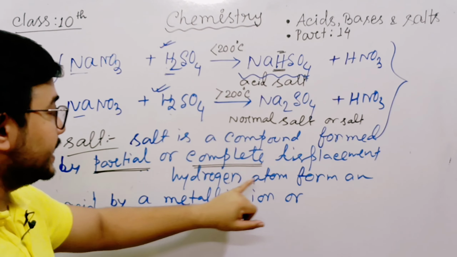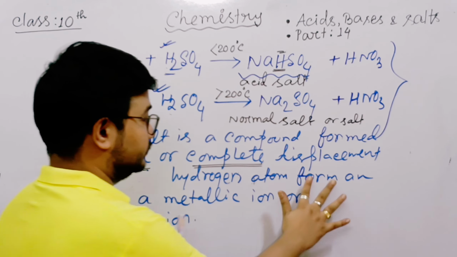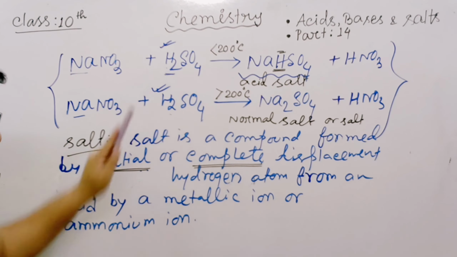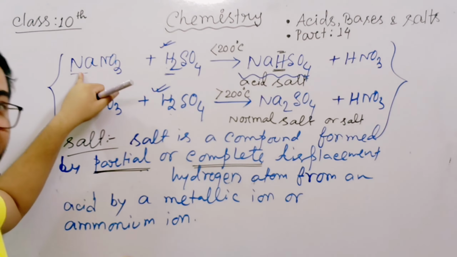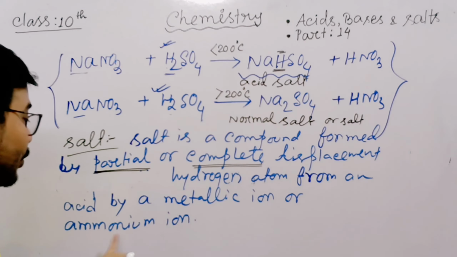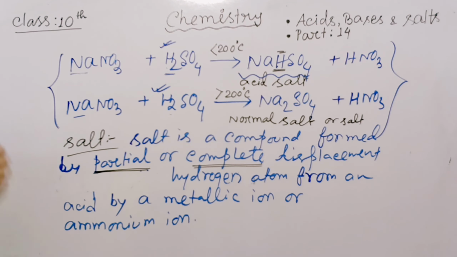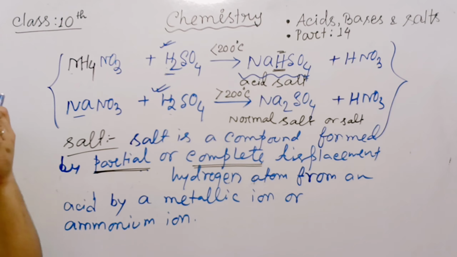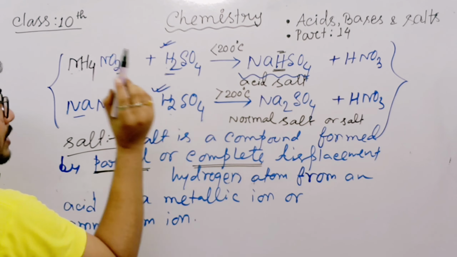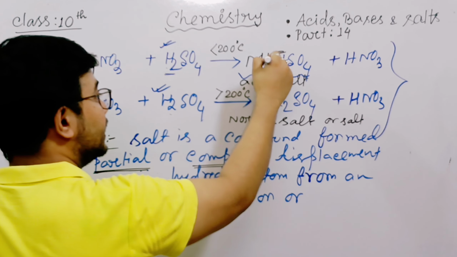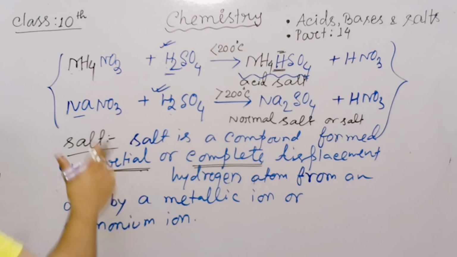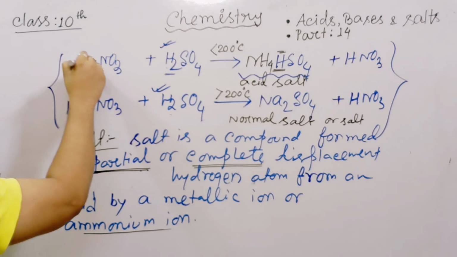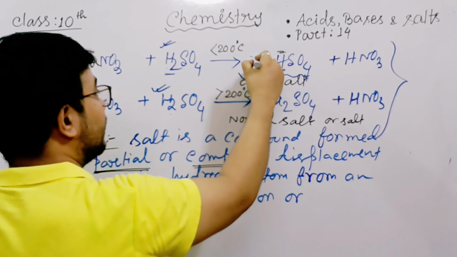Displaceable hydrogen atom from an acid. From an acid by what? By, see, sodium metal, all of you know. So metallic ion or ammonium ion. Why it is written ammonium ion? Sometime if you write in place of sodium ammonium nitrate, NH4NO3, then this ammonia replace one hydrogen, then ammonium will produce NH4HSO4. No problem. You can take sodium also, you can take ammonium also, no problem. So both are right. You can write any one, both are right.